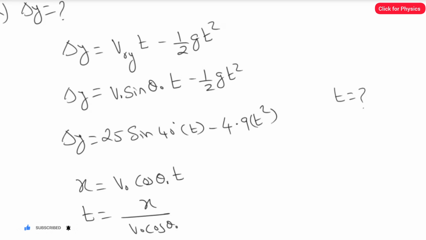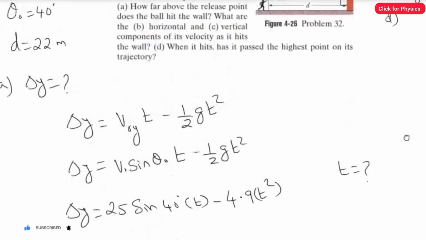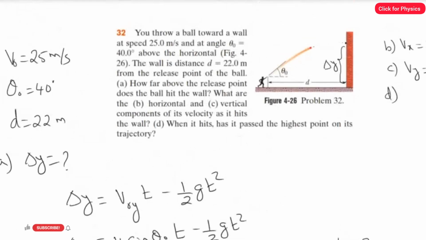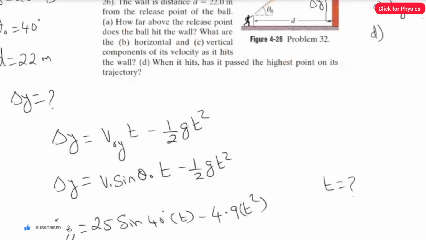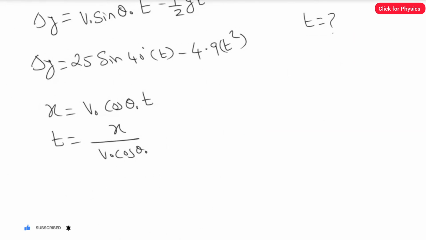And here what is x? Let's go back to the figure. Here x is nothing but the value of d, because we write the position equation with respect to the x-axis. So the value of d is the value of x. Therefore x equals d, which is equal to 22 meter.